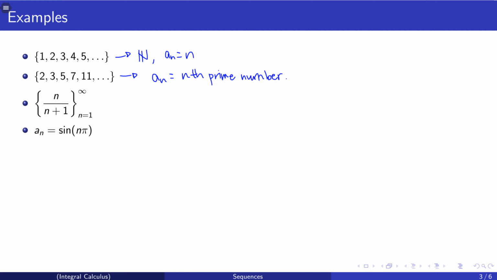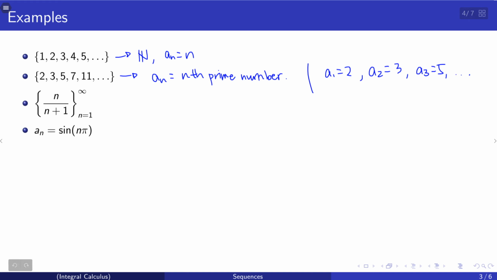I mean, that's still a sequence though, right? Even if we don't have an explicit formula to compute whatever number the nth term is. But here we would say a sub 1 is 2, a sub 2 is 3, a sub 3 is 5, and so on.